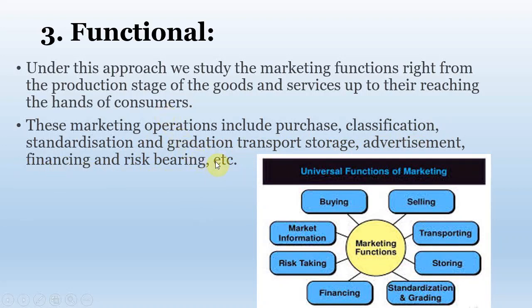Then, what we studied in the product and institution approaches, here it is how the functions of marketing work. These are the universal functions of marketing: buying, selling, transporting, storing, grading, standardizing, financing activity, risk taking, and market information.